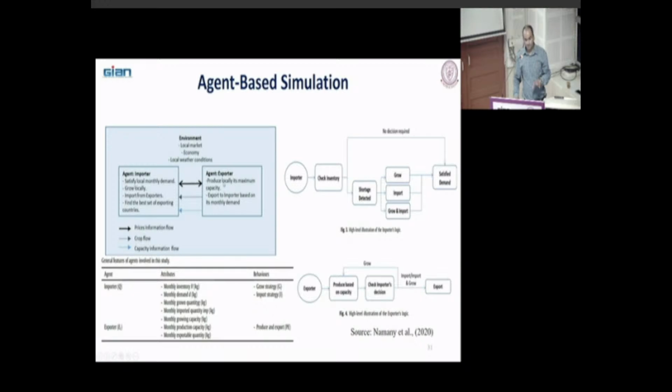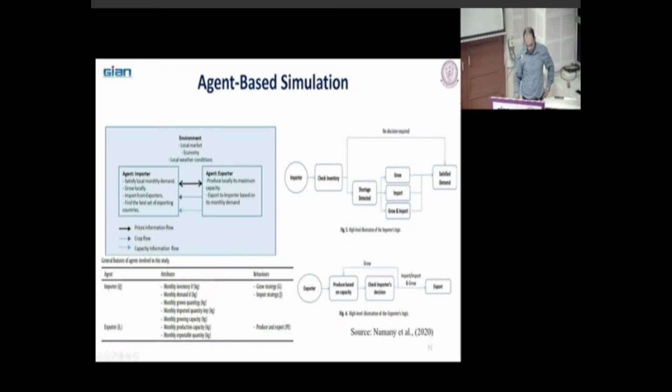Agent exporter, what is the goal of the exporter? Produce locally its maximum. We are from India, suppose we are exporting food grain to the UK, US, all those countries. So our job is to produce locally at maximum capacity and export to the importer based on its monthly demand. They will let us know their monthly demand and on that basis we send those things. So how does it work overall? For the importer, attributes are monthly inventory, demand, how much they have locally grown and the monthly imported quantity. For the exporter, our capacity, how much demand is coming, production capacity, exportable quantity.